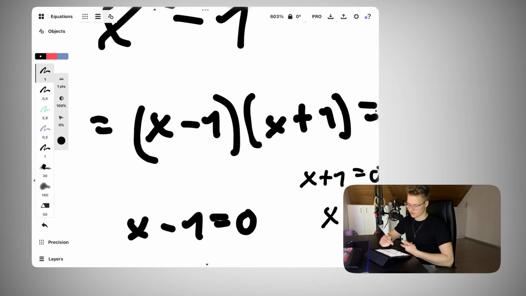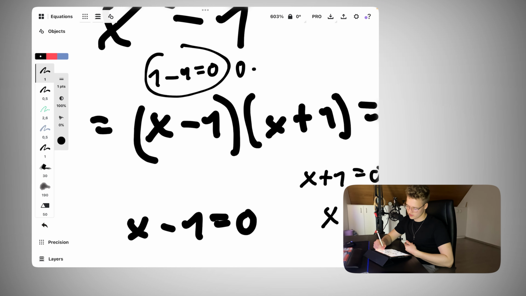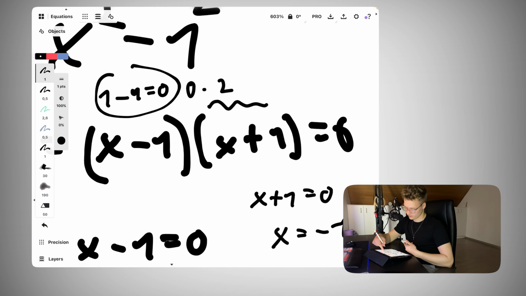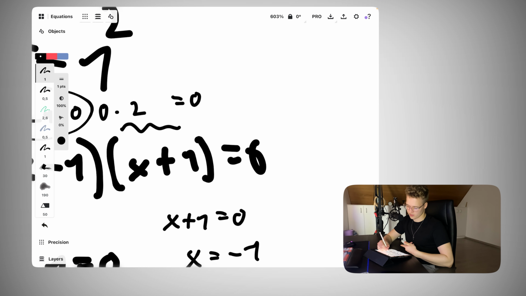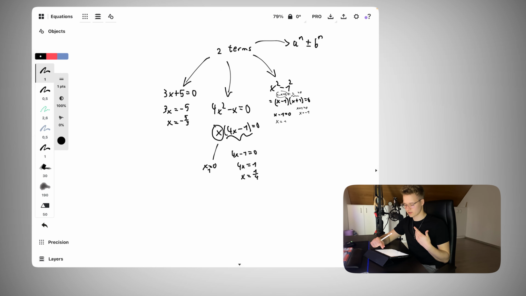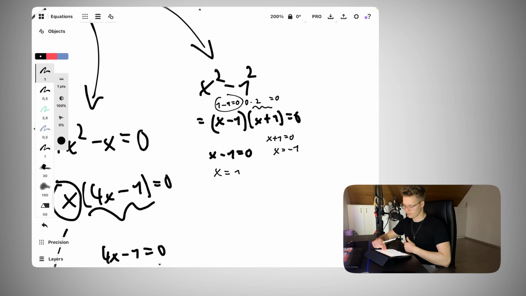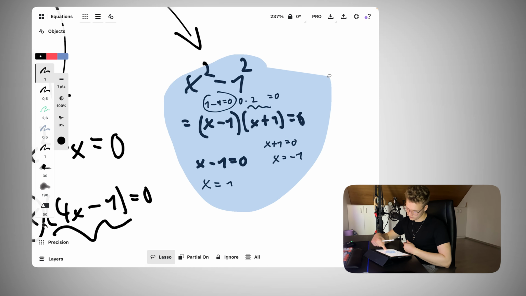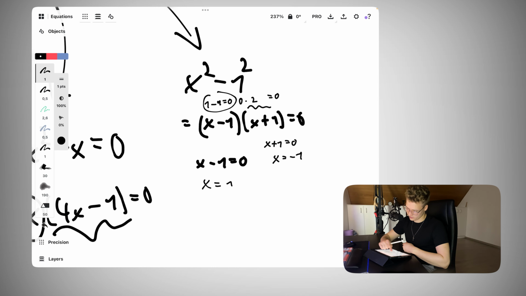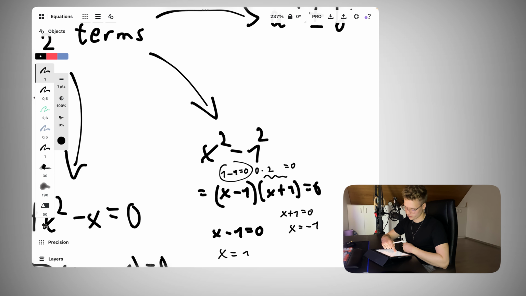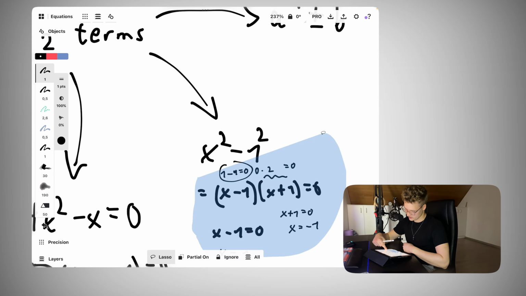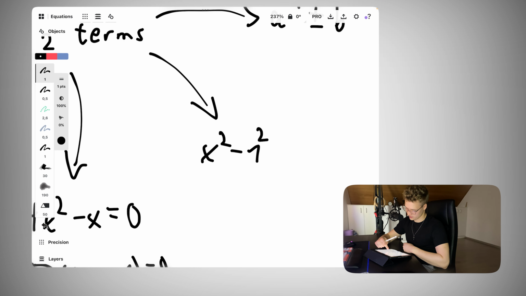Why? Well, if we insert 1 here, we have 1 minus 1, which is equal to 0. And then 0 times whatever this is, well, in this case it's going to be 2, is still equal to 0. So yeah, we just basically use the fact that if we multiply anything by 0, we get 0. Now, what we have here in the last case for two terms is an expansion formula.